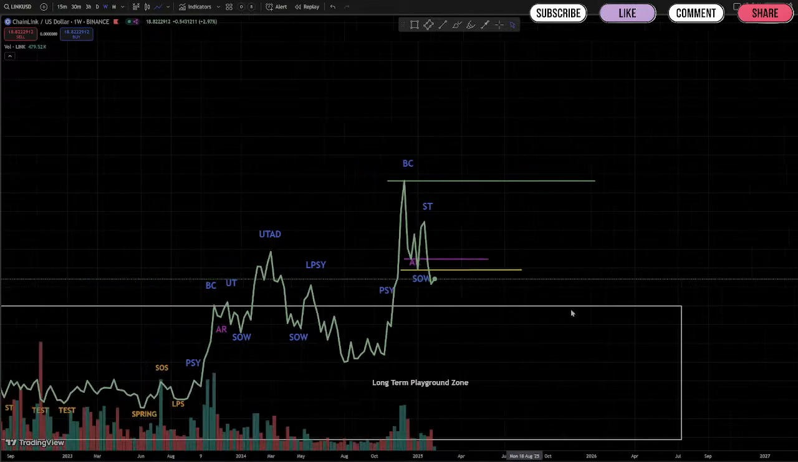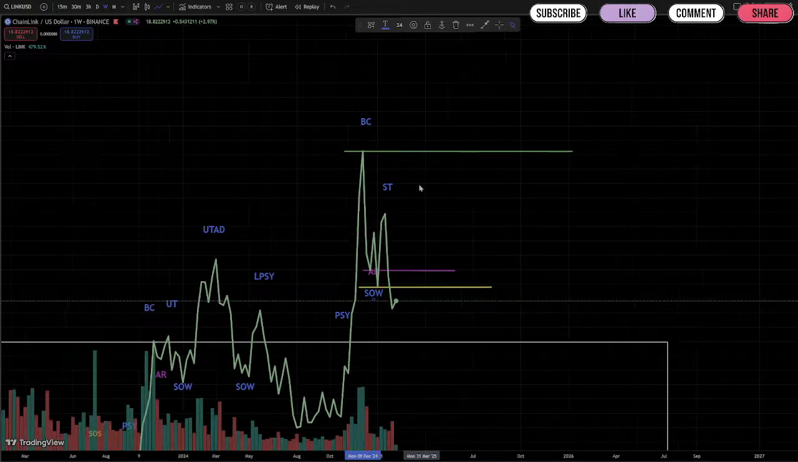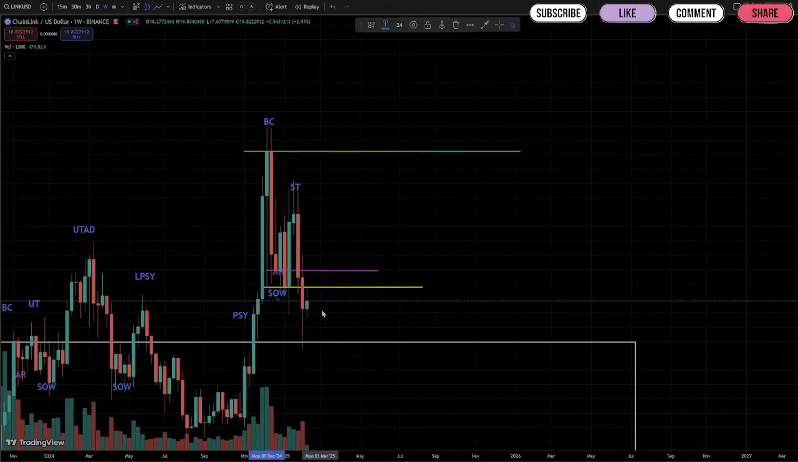However, the two lines we're seeing here, the yellow and the purple, these two lines, one, the yellow is from the sign of weakness we had a few weeks back, roughly 4 or 5 weeks back, and then the purple line is from the automatic reaction over here. So these two will be the key resistance, similar to what we see this week. So as soon as the price touches the yellow line, it returns to where we are now.